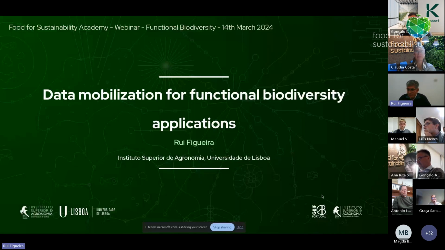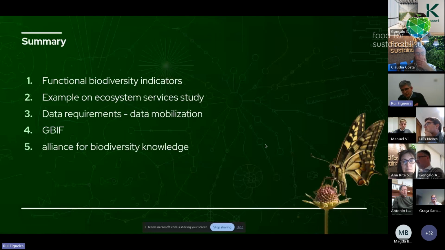I'll be talking today about the fundamental things that we use to support all of these studies. All data is important to the applications that we do on biodiversity, functional biodiversity. So we will go through a very brief overview of biodiversity indicators for functional biodiversity, then some specific examples, and then what the requirements on data are and how we can work together to organize and make this data available as a community.